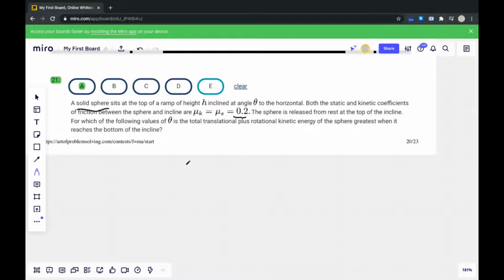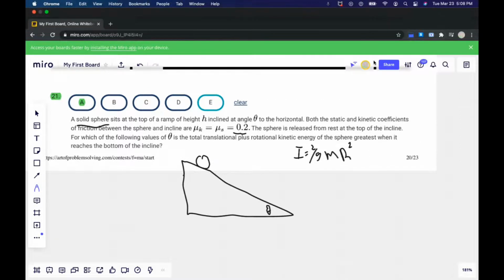And we can find this value of theta by just finding the forces on the ball. So if we draw our inclined plane and our ball, this is angle of theta. We know that the moment of inertia of the ball is going to be 2/5 mr squared, where m is the mass of the ball and r is the radius of the ball.